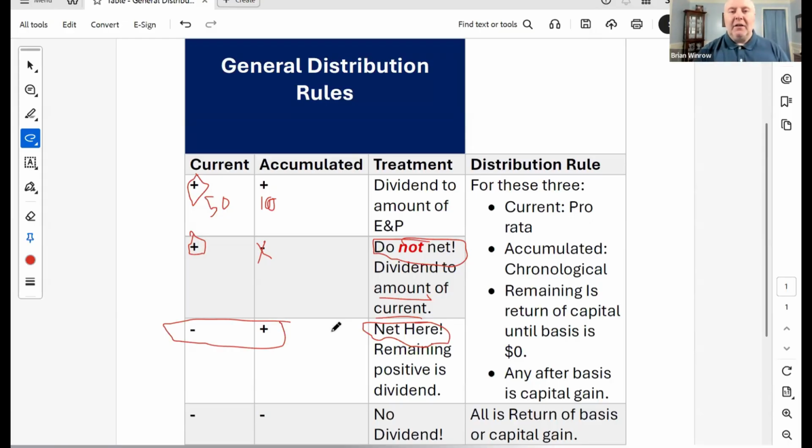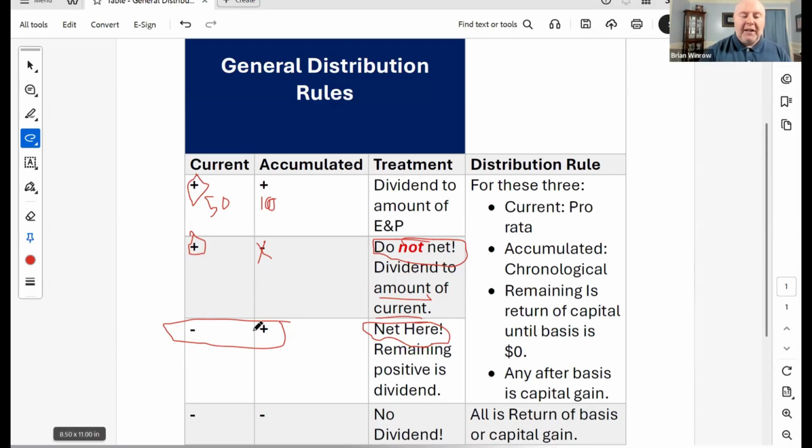And what we mean by netting, because students sometimes hear that all the time through the curriculum, but then they're like, what do they mean by netting? Basically, we're subtracting these out, right? We're going to subtract them out. And if our positive accumulated balance is greater than our current deficit, we have a dividend to the extent of the excess balance of accumulated. So after we cancel out all of our current, so if we had, say, a deficit of $50,000 in current, and here we have a positive $100,000.